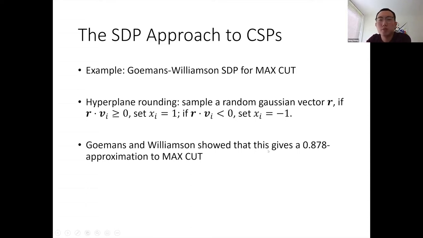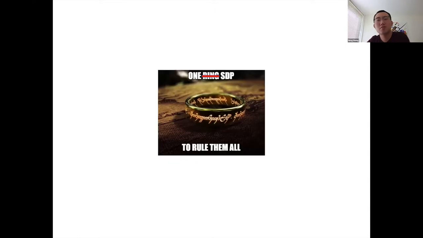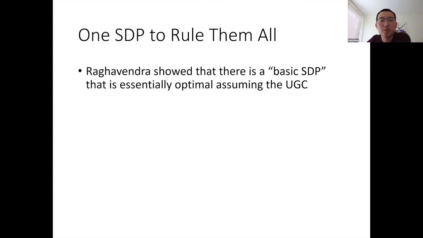This was a great improvement because prior to this work, I believe the best algorithm for max cut was like 1/2 plus little o(1). People were inspired by this, and they tried to come up with all kinds of different SDPs for different CSPs. But as it turns out, there's actually one canonical SDP relaxation that works for all constraint satisfaction problems. More specifically, Raghavendra showed that there is what he calls the basic SDP that is essentially optimal assuming the unique games conjecture.